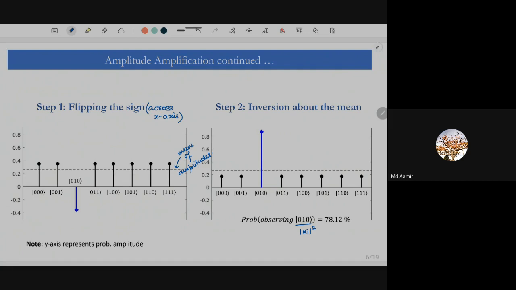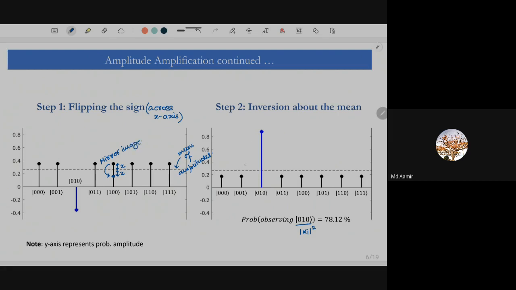So we will do the inversion about the mean. For the example here, let's say 1 0 0. We'll take the mirror image around the mean. Let's say this distance is x. If we take the mirror image around this mean line, we'll get something here, the blue thing, which also has the same distance x, and this will be like the mirror image of the black dot. So that's called the inversion about mean.